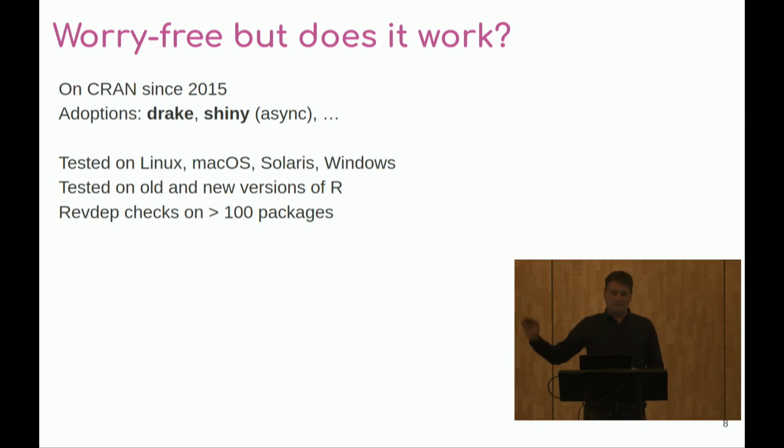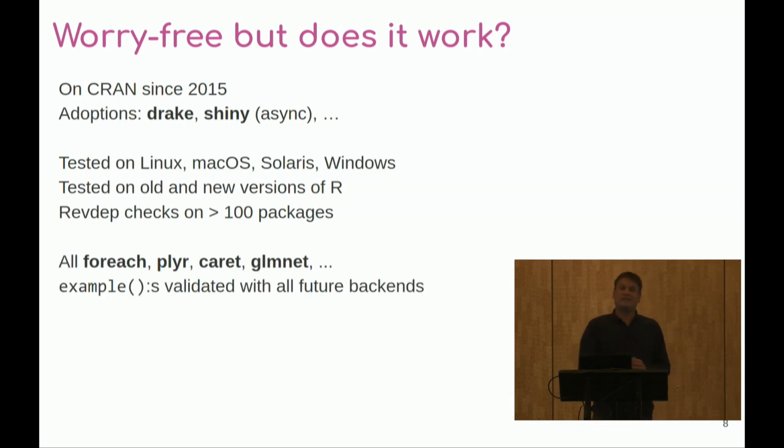All platforms possible, all new versions of R, running, of course, reverse dependency checks on now more than 100 packages. That's the immediate dependencies. Another thing, because of the foreach success, there are 600 or 700 packages on CRAN that use foreach, plyr, caret, glmnet, etc. A lot of them have really good examples. So I tweaked the example code to force them to run in parallel and with futures. That allows me to test futures in all these real use cases, and they pass. So that's a validation for futures.